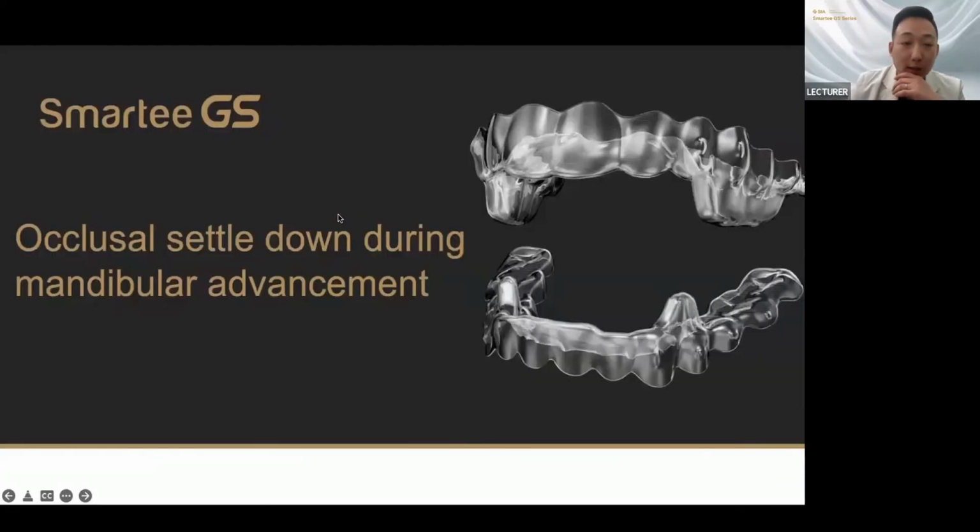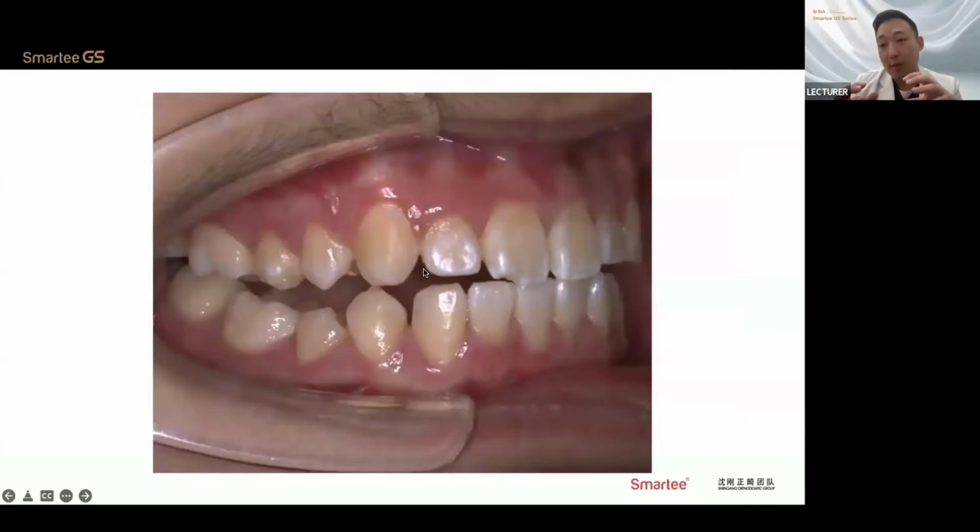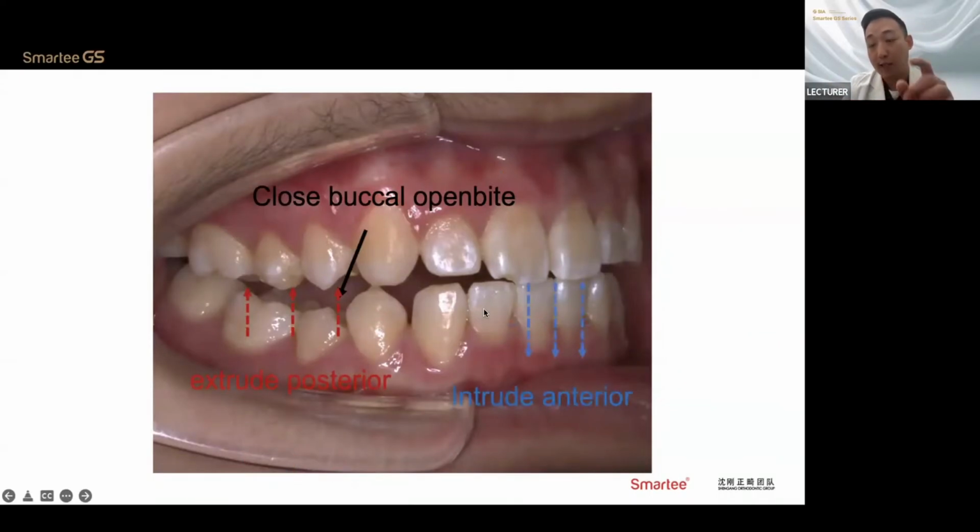Okay, another thing I want to talk about is to do the occlusal settle down during mandibular advancement. As you know, this kind of patient often has the problem of a deep curve of Spee. So when we move the mandible forward, there is often an open bite here on the posterior segment. That's because of the deep curve of Spee. So when we want to settle down the open bite here, we can choose to extrude the posteriors, and we can choose to intrude the anteriors.